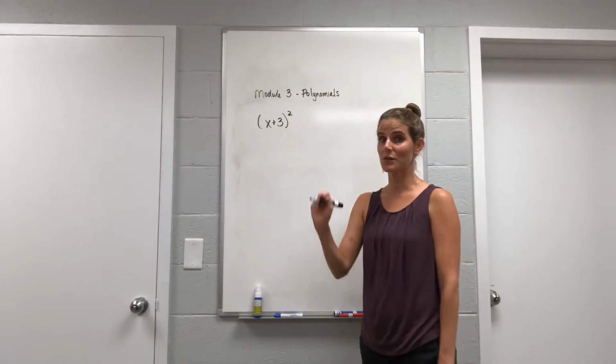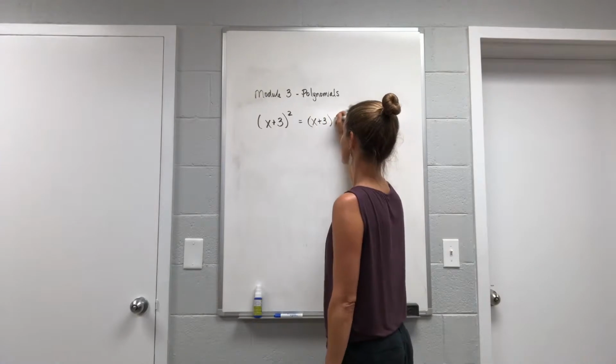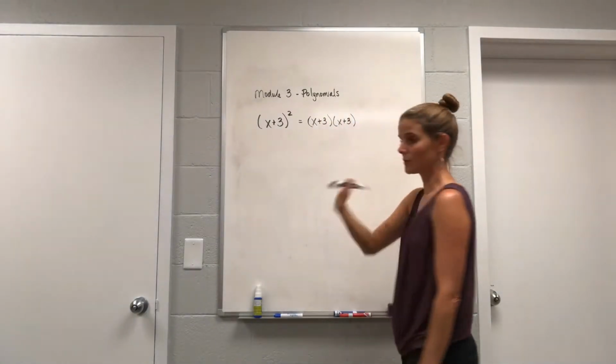So there are two ways that you could do this. You could look at this as, all right, well this just means x plus 3 times x plus 3, because we know that square means multiply by itself.